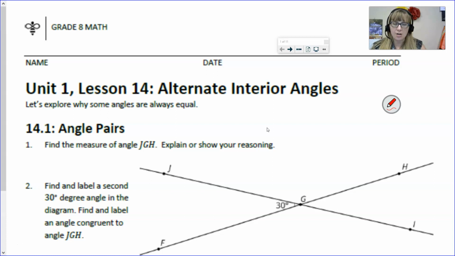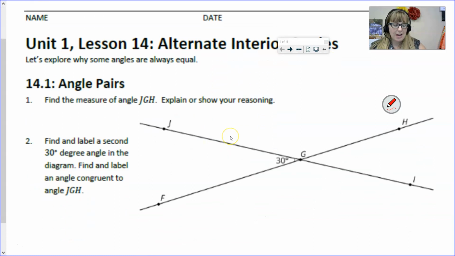To get us started, we are going to review something that we first saw back in Lesson 9. And we also are familiar with it from our Lesson 15, which is why I wanted to do Lesson 15 first. It says find the measure of angle JGH. All that's given to us is this angle measure here, JGF is 30 degrees. So how am I going to find the measure of angle JGH?